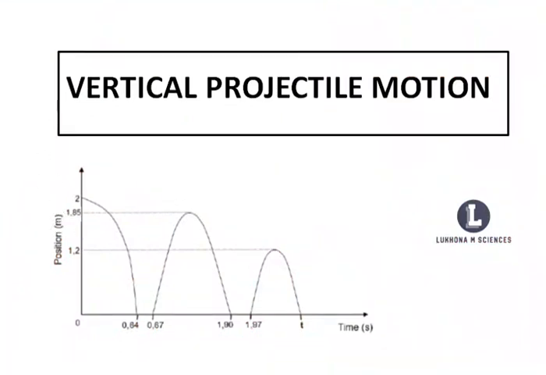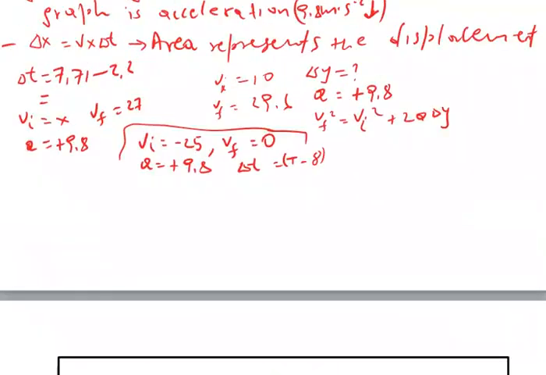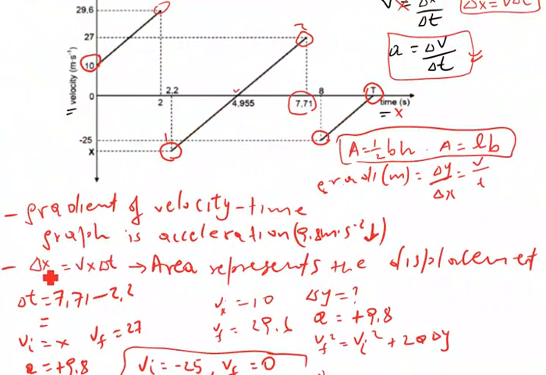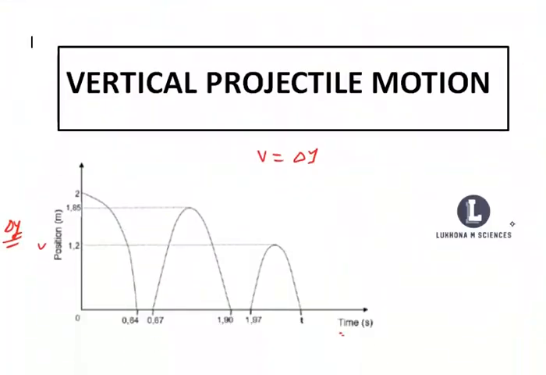Here is the position. Position, remember, is represented by delta y, or delta x. If we look at that formula, velocity is delta x over delta t. Here you can just put y, since we are talking about vertical projectile motion: delta y over delta t.